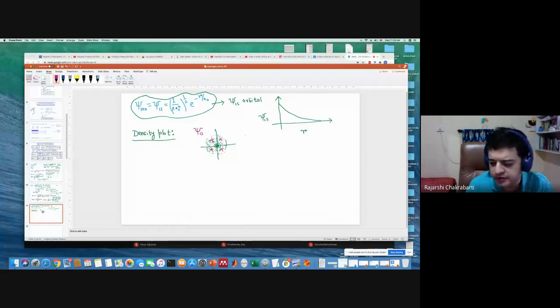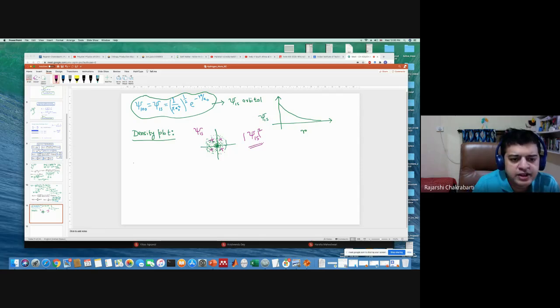Similarly, you can plot psi of 1s square, or mod of psi of 1s square. In this case, it is real. So it will be similar, because exponential of minus r by a0 will become exponential of minus twice r by a0. Numbers will change, but the plot will be the same. Okay, this is called density plot. And this is called probability density, isn't it? Like probability density.